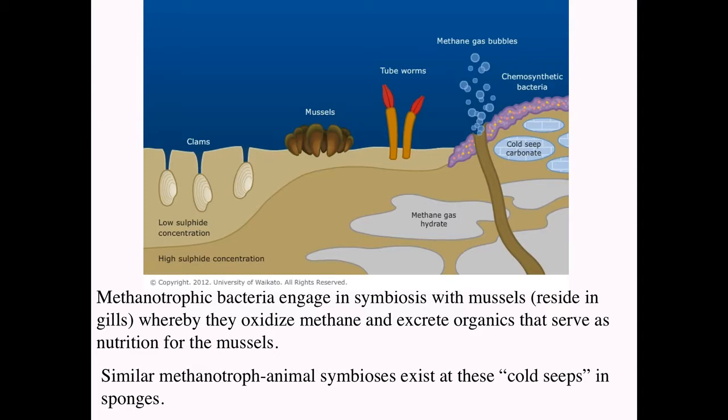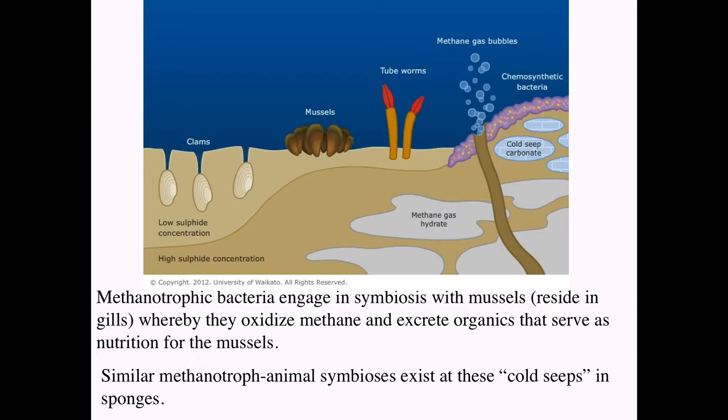Another really cool ecosystem that we really only started learning about probably since about 2000 is a marine environment called cold seeps. So we talked about hydrothermal vents earlier when we were talking about chemolithotrophic bacteria existing in a mutualistic symbiotic relationship with tube worms. But actually, we know now that there are areas of the ocean where gases, methane gases and hydrogen sulfide gases, are coming up, bubbling up from the subsurface.